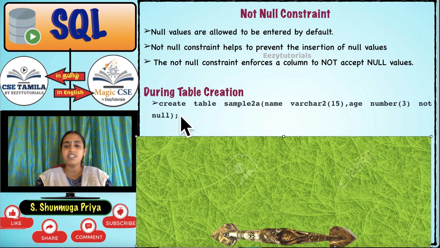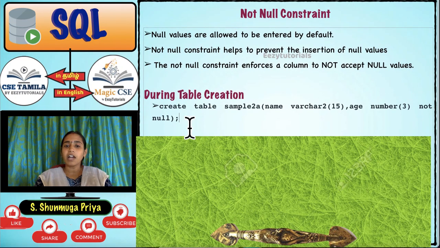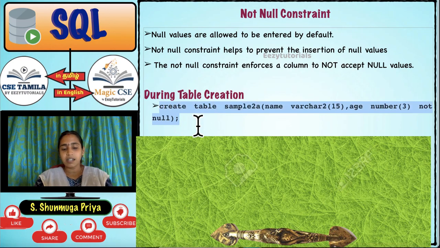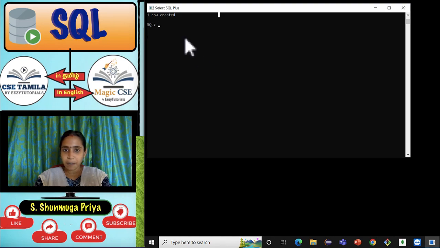The first way is during the table creation. You want to create a table, so I have given a table name sample2, with columns name and age. Age should not be null, for example. Here, age number, after the data type you leave a space, then give not null. This column will not allow null values. We will execute and see.